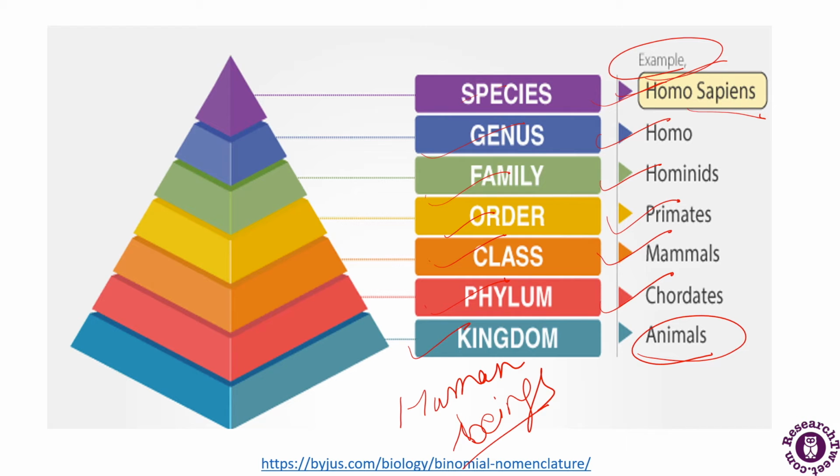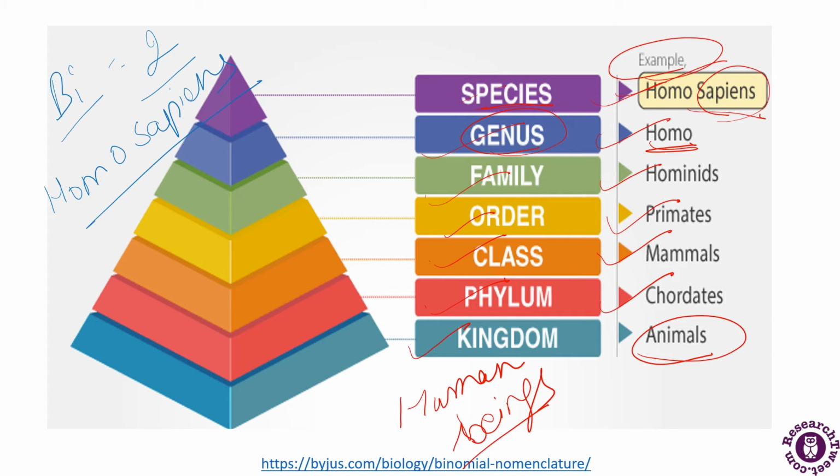So this is a standardized method in which the scientific name is determined. Homo represents the genus, and sapiens represents the species. This is how binomial nomenclature works, where bi means two. The name is divided into two parts, the genus and the species. So they are called Homo sapiens.